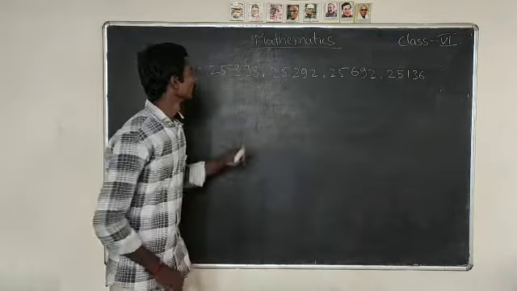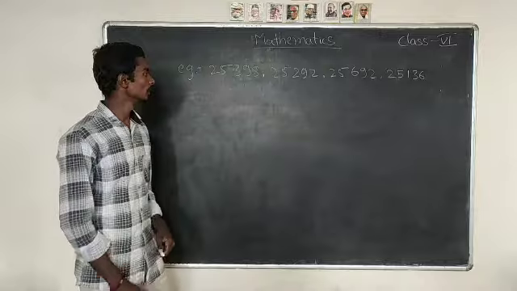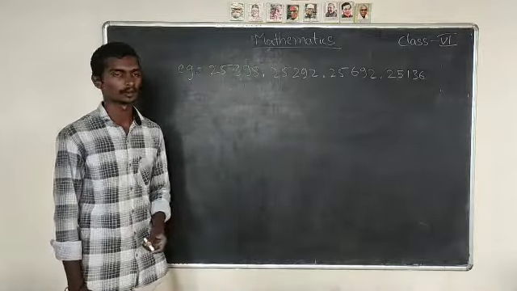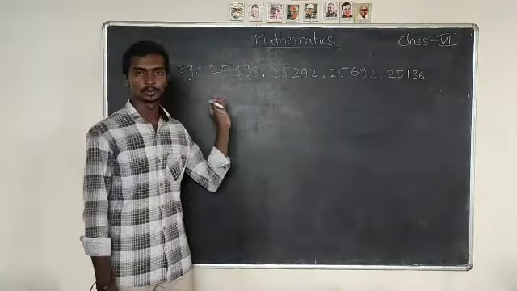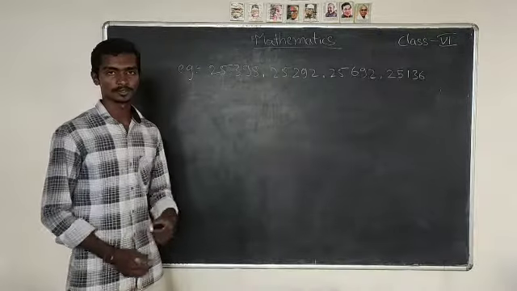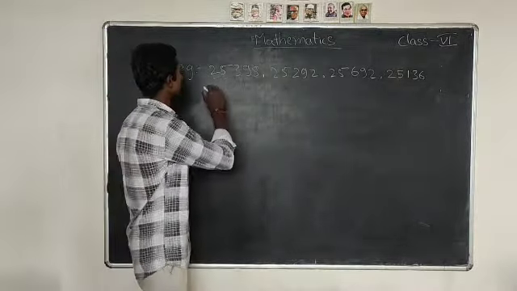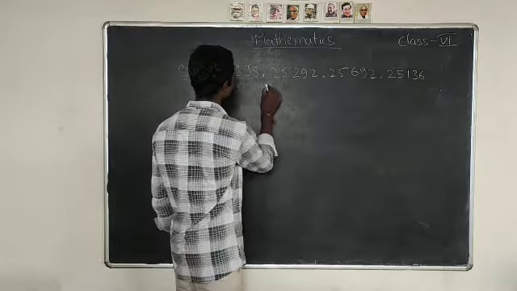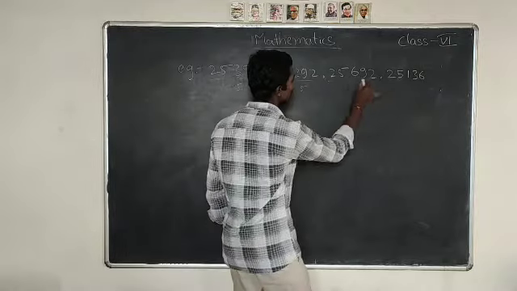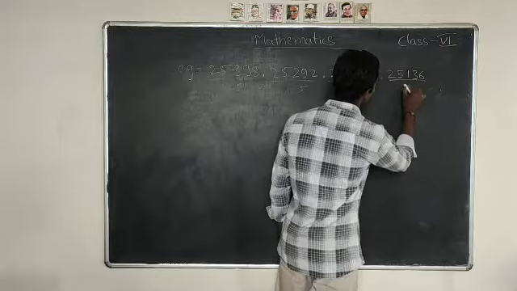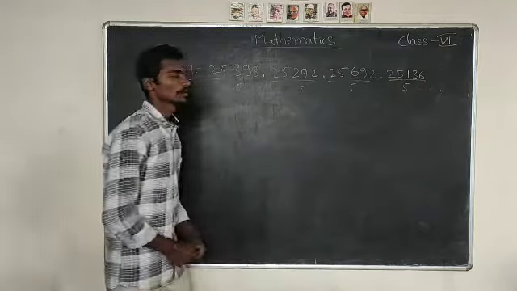So, in this example, we will try to arrange these numbers in descending order. That is, from bigger number to smaller number. So, what is the first step? Count the number of digits in each number. This number has got 5 digits. This number has got 5 digits. This also has got 5 digits. So, what is the next step?